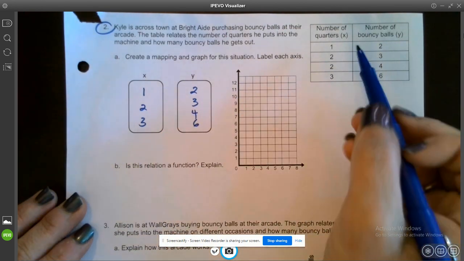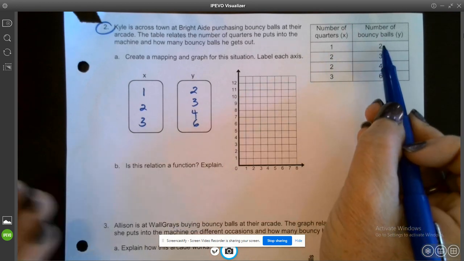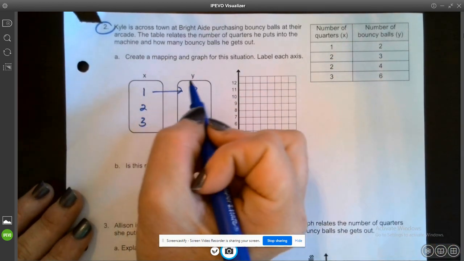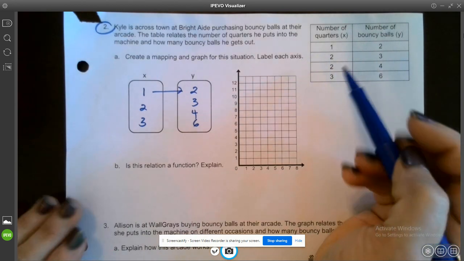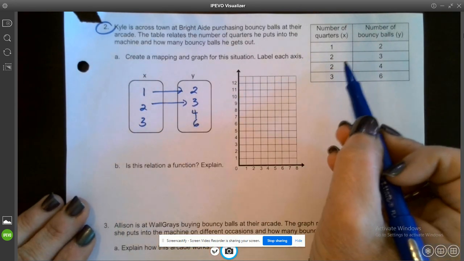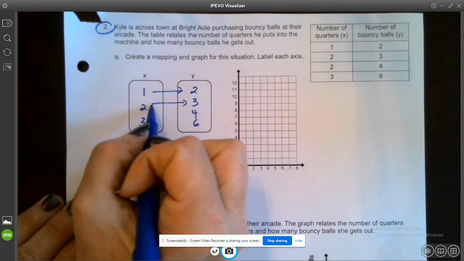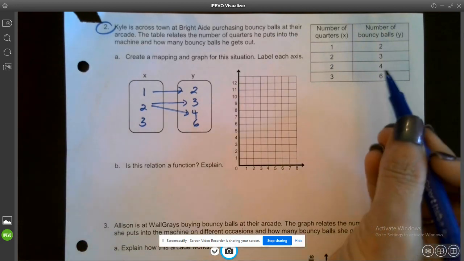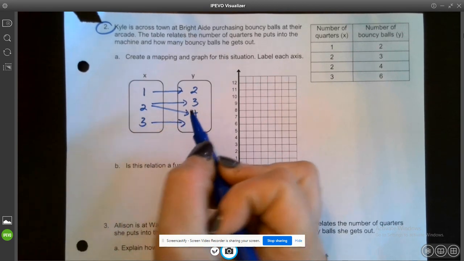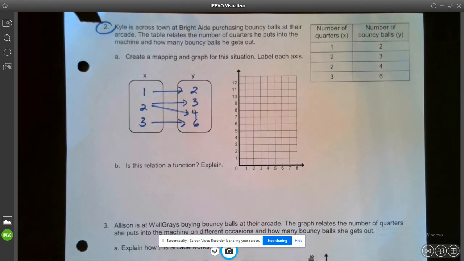And what's happening is if I put in 1 quarter, I will get 2 bouncy balls back. So that's awesome. And then if I put 2 quarters in, I could get 3 bouncy balls. Awesome. But then the crazy thing is if I put 2 quarters in, I might get 4. It's like a surprise for Kyle. He's like, I have no idea what's going to happen, right? But something cool will happen, so we'll figure it out. And then, of course, with 3, he's guaranteed to get 6. So that's a little different than what we did before.